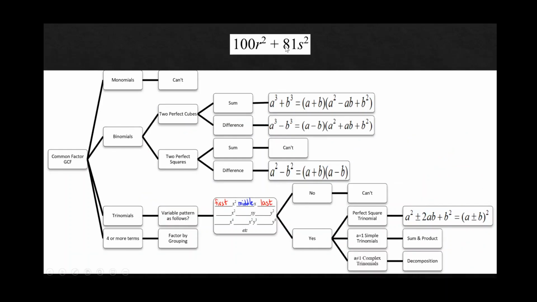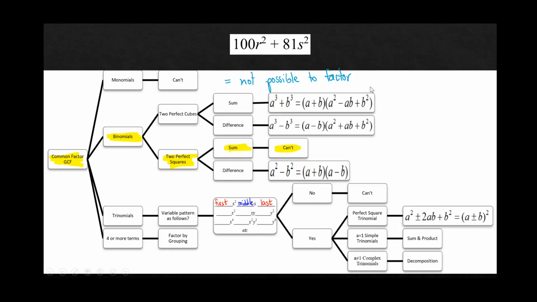So let's look at this question. There is nothing in common to pull out. It is a binomial. It looks like it's 10r times 10r is this first term, and 9s times 9s is this last term. So it looks like two perfect squares. But in the middle, it's not a minus, so it's a sum. So we cannot factor this using integers or real numbers. It actually is doable with imaginary numbers, but that's another conversation that we could have later. So for this question, you would just say not possible to factor.